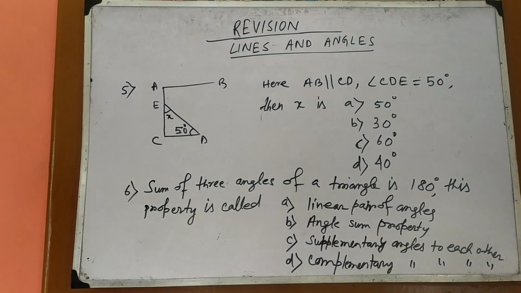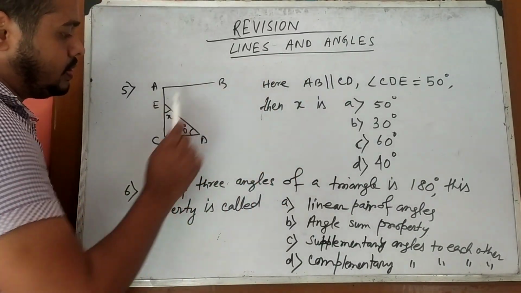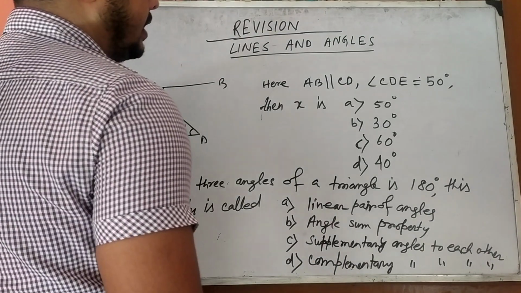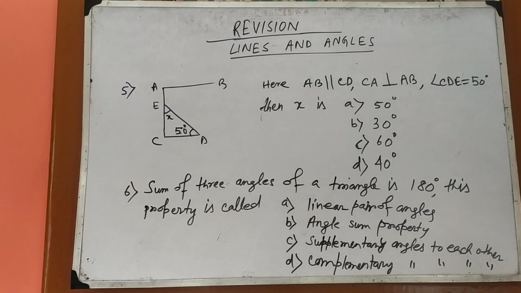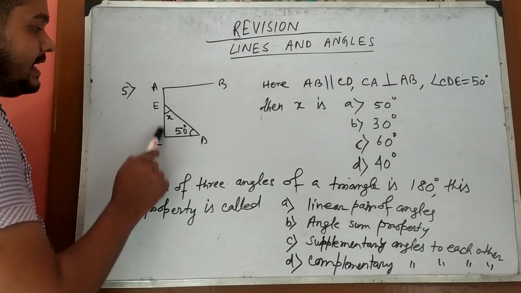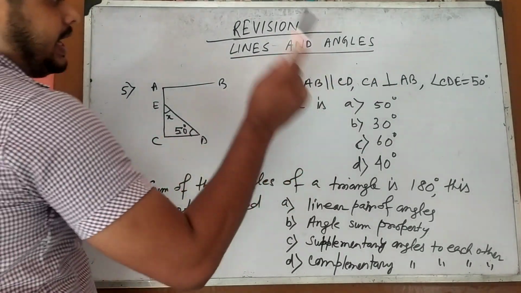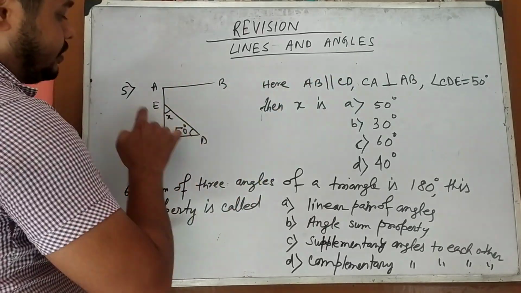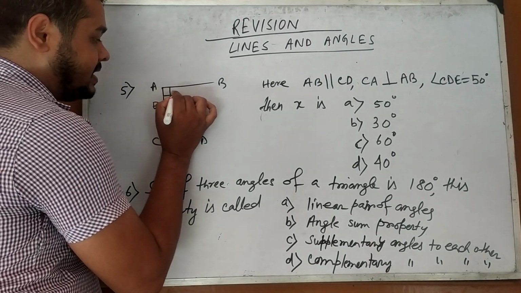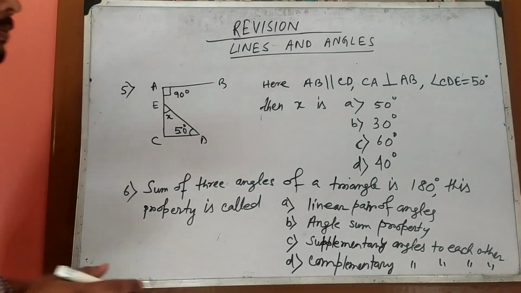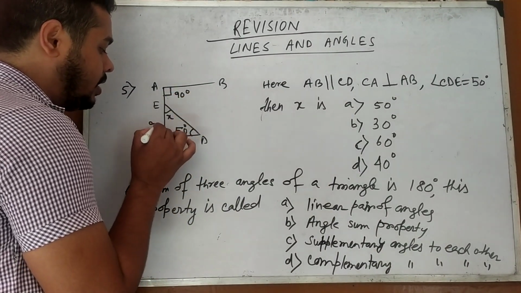Now we are coming to question number 5. This is the figure. Here AB parallel to CD. AB parallel to CD, CA perpendicular to AB, angle is 50 degrees, then find x. Now AB parallel to CD is given, CA perpendicular to AB. CA perpendicular to AB means this angle is 90 degrees. Clear? Perpendicular means 90 degrees. As this angle is 90 degrees, obviously this angle will also be 90 degrees.